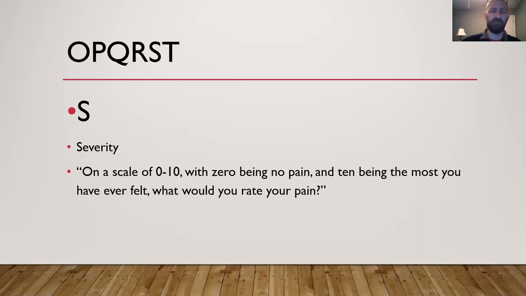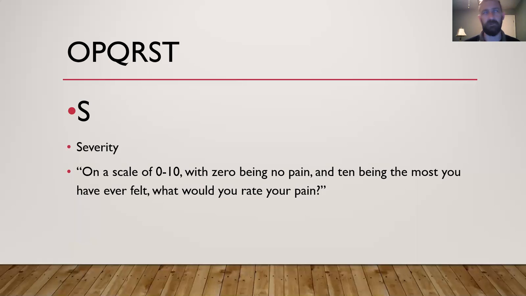So 0 to 10, 0 no pain, 10 being the most pain you've ever felt. Can you rate the pain that you're feeling right now? A note on this: you're going to get 1,000 comedians in the back of the ambulance, and all of them are going to say 12.